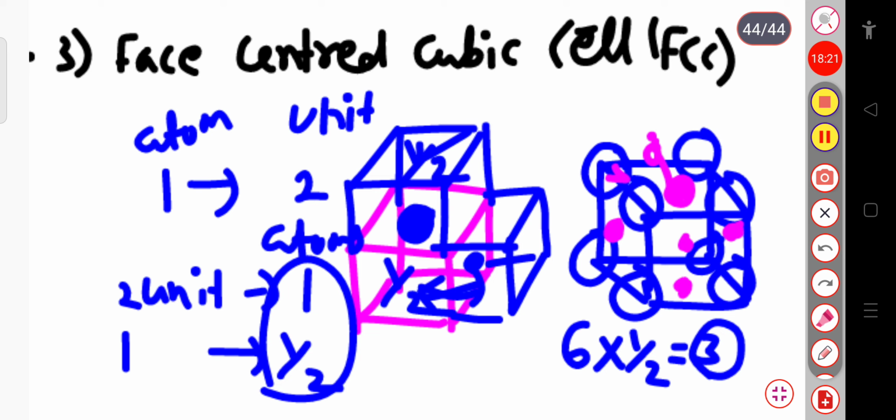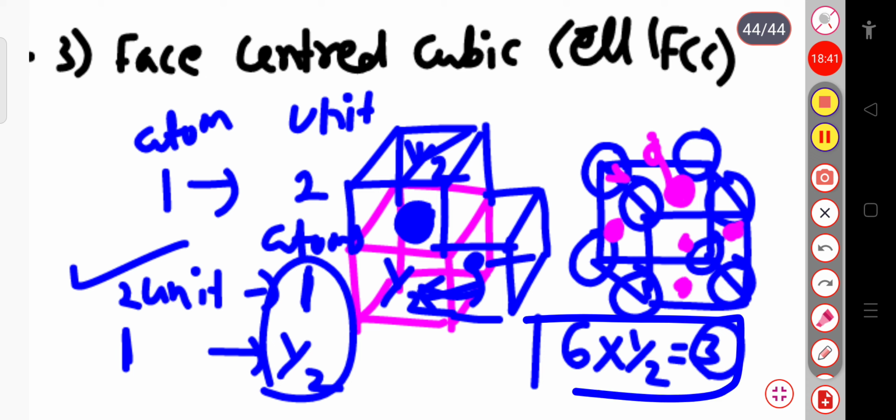For the face only, here I am considering the face only, this single atom is being shared with the 2 unit cells. So these 2 unit cells are sharing 1 atom. So in 1 unit cell half of the atom is present. Since there are 6 faces, 6 into half will be equal to 3 atoms present. Because of the face centered atoms, there will be 3 atoms present inside this cell.